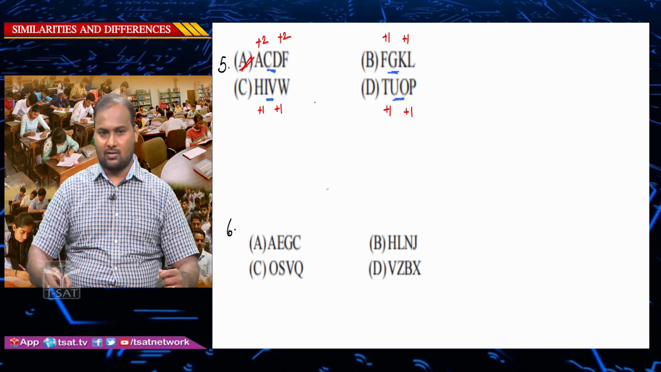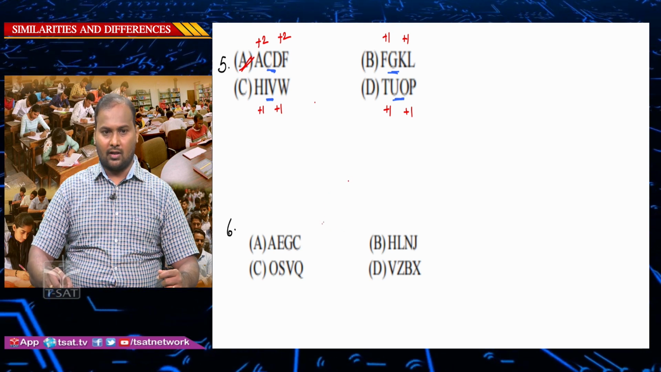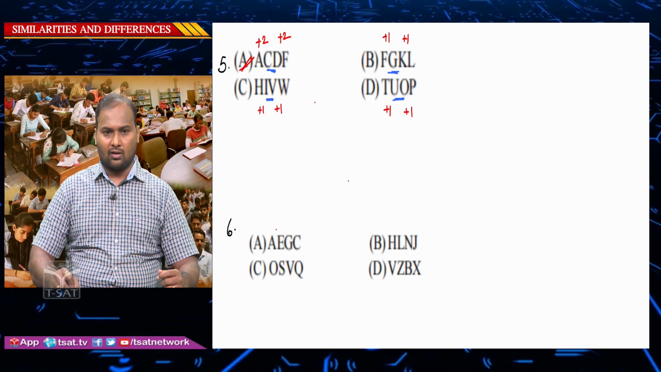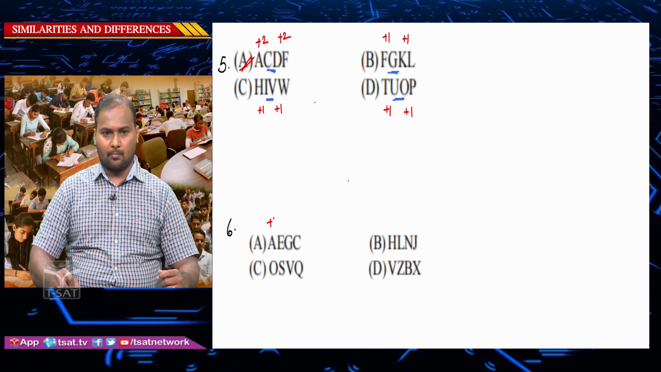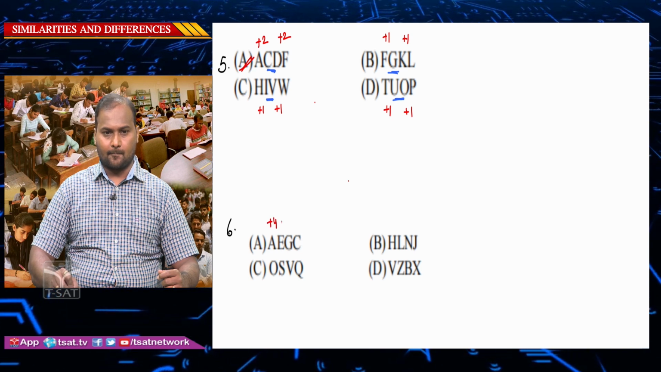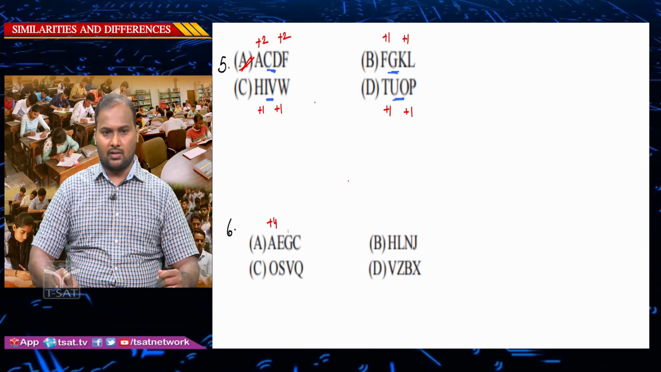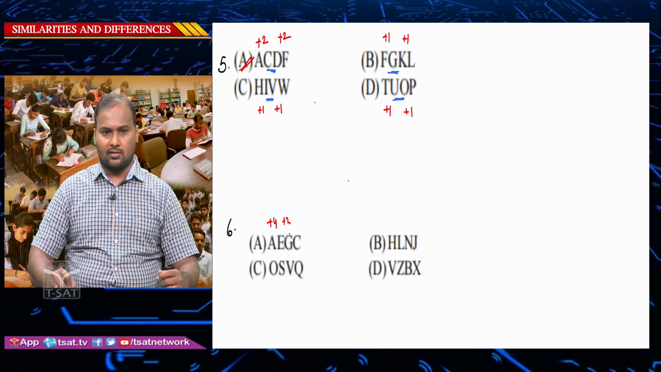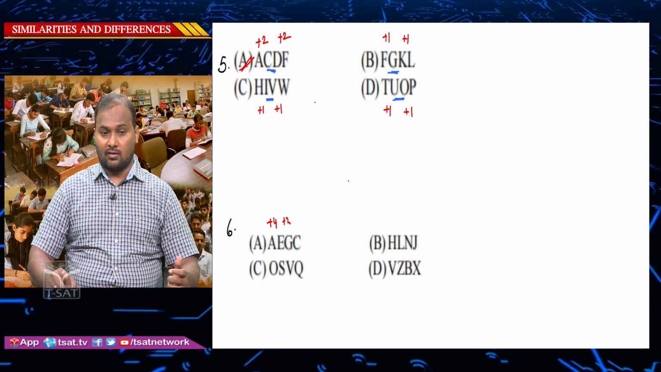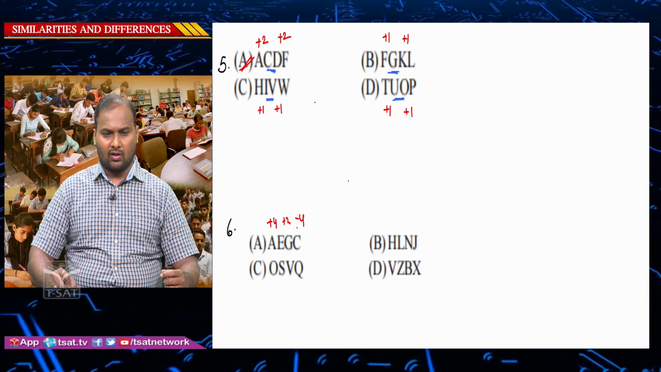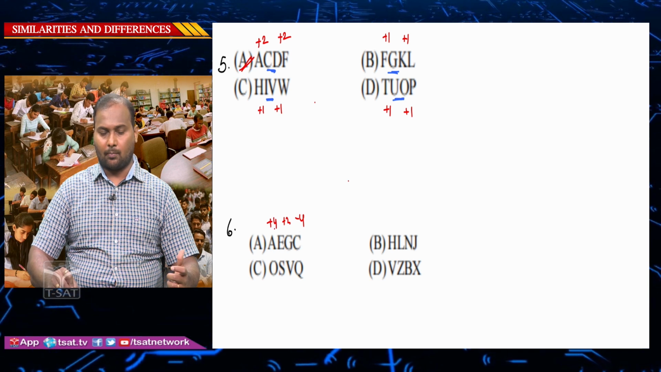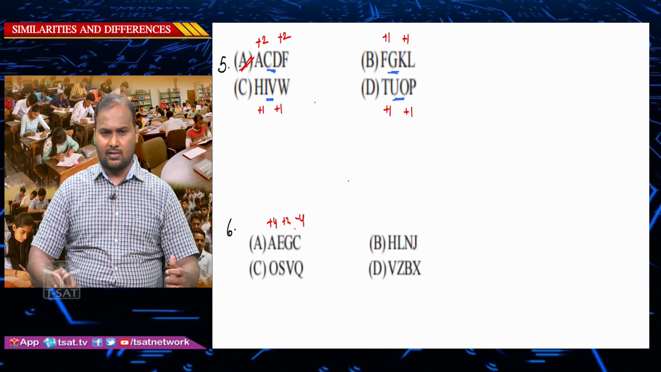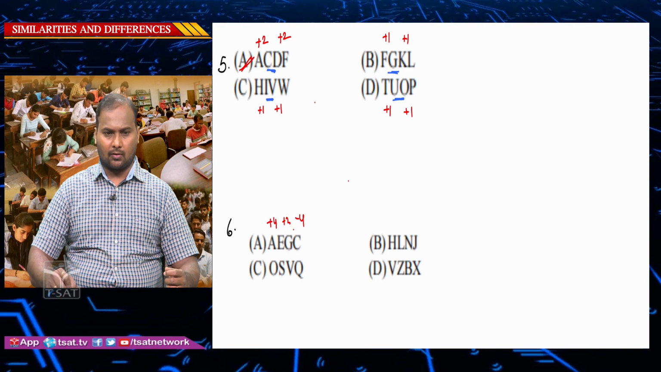So, what is the logic here? Let's try to see here. I know that A is 1, E is 5. In option A, A is 1, E is 5. So, 1 to 5 means how much it is increasing by? Plus 4. Come to E to G. E is 5, G is 7. So, it is increasing by plus 2. In the same way, G to C. G is 7, C is 3. So, it is decreased by minus 4. So, the pattern here is plus 4, plus 2 and minus 4. We will check whether it is possible for all options or not.